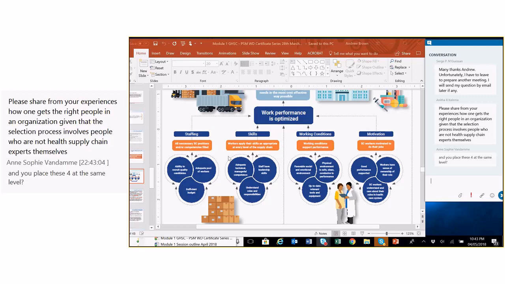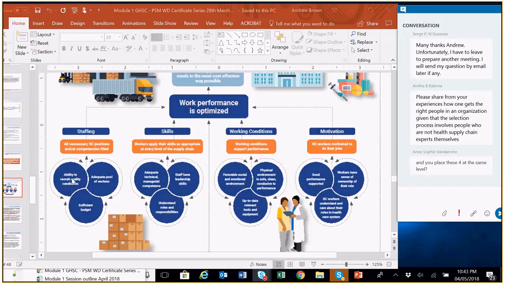But let's look at staffing, for example. So you need the ability to recruit quality candidates. You have to have an adequate pool of workers, and you've got to have sufficient budget to employ them, for example. When you think about skills, you need adequate technical and managerial competence. Staff have leadership skills, and they need to understand their roles and responsibilities in a workplace. Motivation is another interesting one, where good performance is supported, workers have a sense of ownership of their role, and supply chain workers understand and care about their roles in a healthcare system. So this is all about motivation.